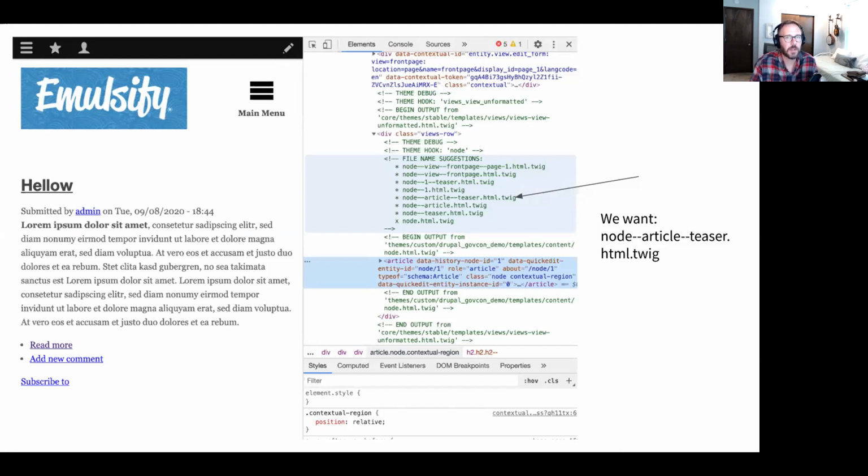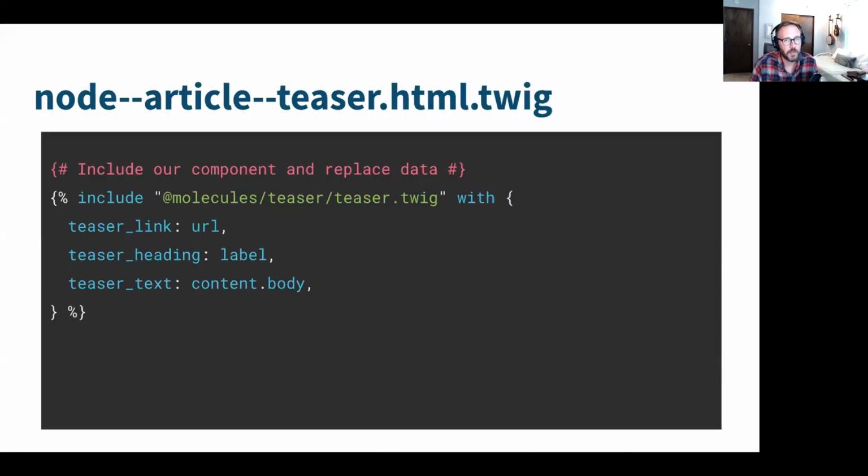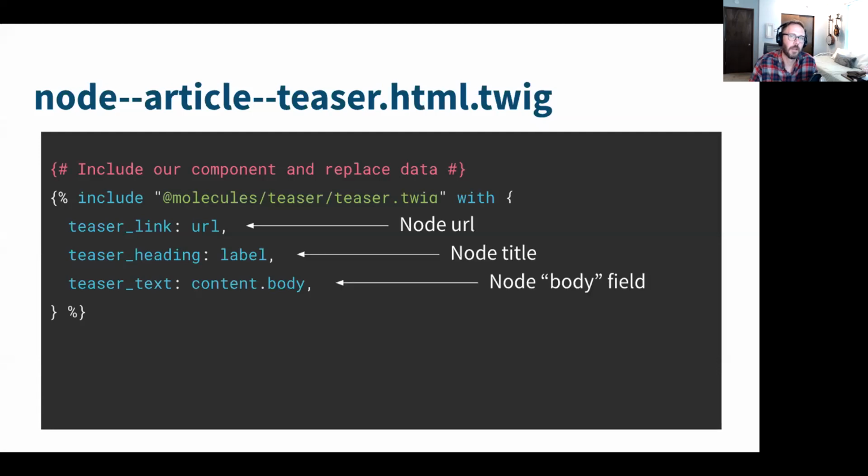Assuming you have enabled Twig debugging, you will see template suggestions when inspecting the markup. Since we want to connect the article teaser to our component, we can use the node-article-teaser.html.twig file. And we can replace the default contents of that file with this simple include statement you see here. Notice we're just including our teaser component, and then just telling the component what data we want to pass to it. So in this example, the data is easy.